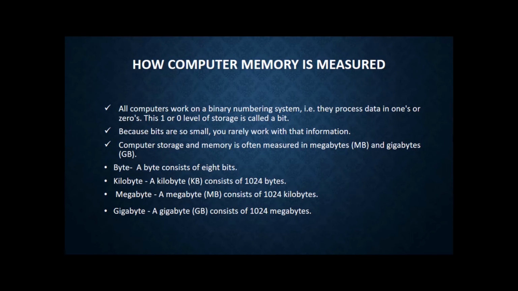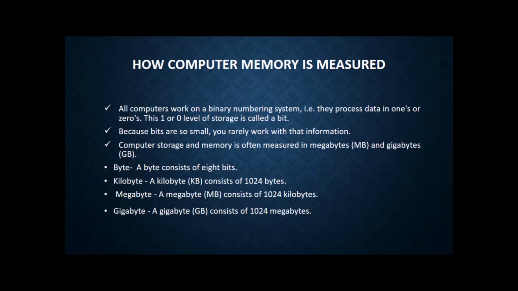Now let's move on to how computer memory is measured. Remember, we talked about the primary memory and the secondary memory. Now we're going to look at how the memory is measured. All computers work on a binary numbering system. Binary means 2. They process data in ones or zeros. This 1 or 0 level of storage is called a bit. That is the smallest unit of measuring memory, a bit. Because bits are so small, you rarely work with that information.